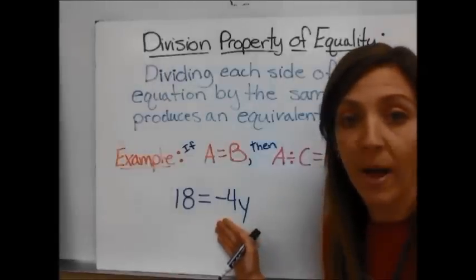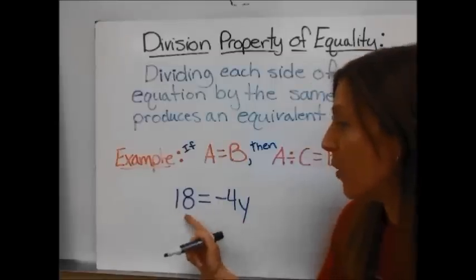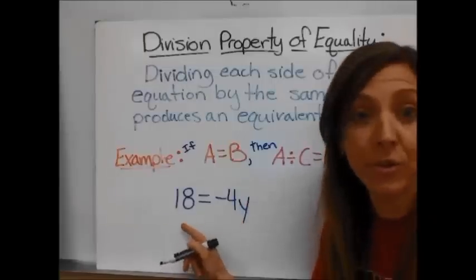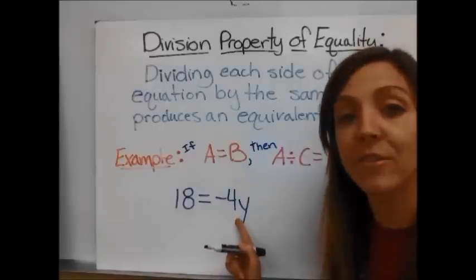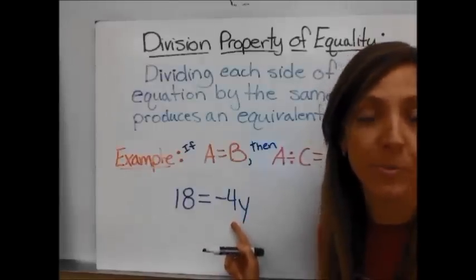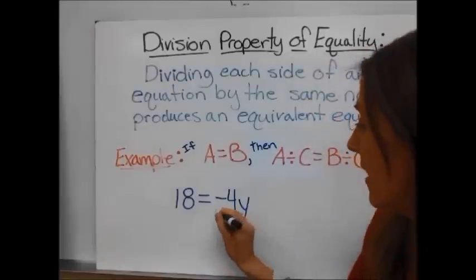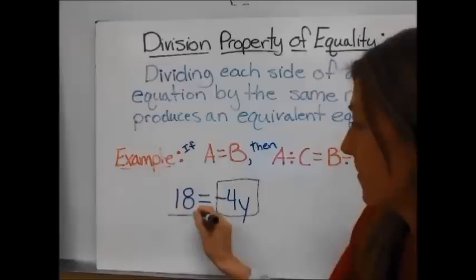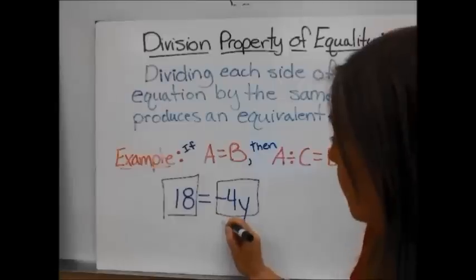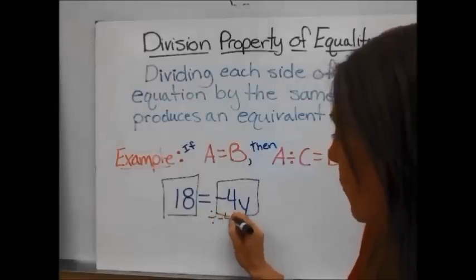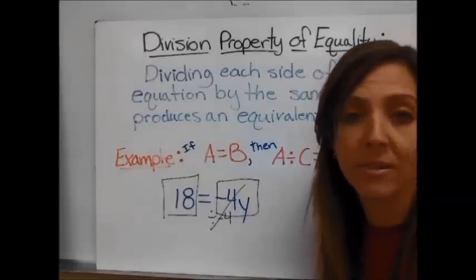18 equals negative 4y. So I'm trying to figure out what y is. And if they're equivalent, whatever I do on this side, if I do it on that side, my equation will stay equivalent. So over here I have negative 4y. Now this is multiplication. And the inverse operation of multiplication is division. So I'm going to divide the right side of my equation by negative 4. So negative 4 divided by a negative 4 is just 1, or just y. 1y is the same as just y.